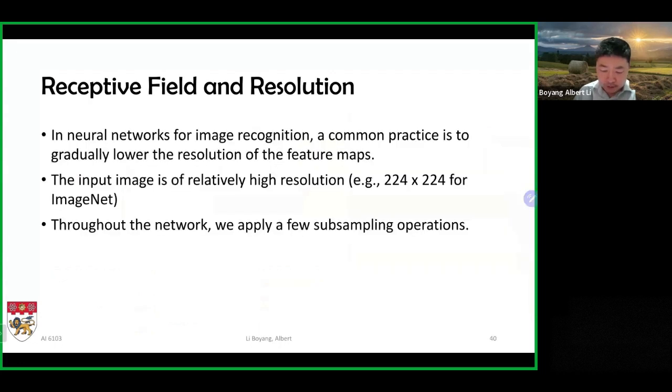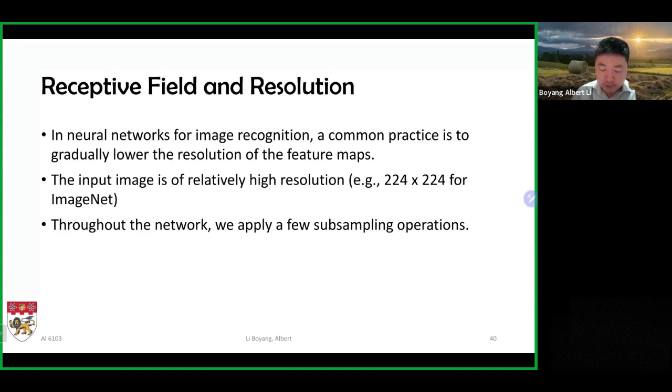All right. So receptive field and resolution. In neural networks for image recognition, a common thing to do is to gradually lower the resolution of the feature maps. So this allows us to increase the receptive field without necessarily incurring a lot of computational cost.